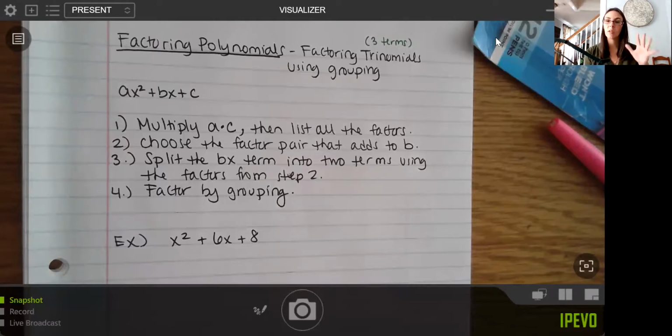Whereas with trial and error, there's a lot of guesswork involved. Trial and error is great if you are good at multiplication and you're good at mental math. If you're not, it can take you a really long time. So this is a nice alternative method that you can use.